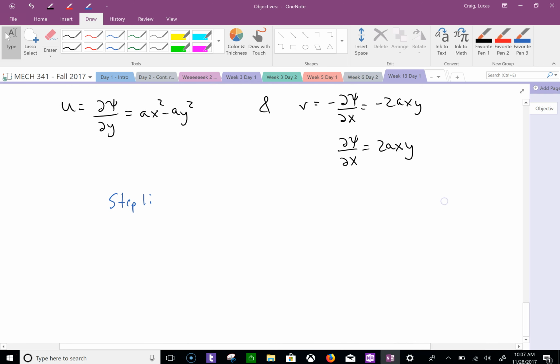This is a slick way to find streamlines if you know your profiles. It's actually easier than the other method. Remember the other method, where dx over u equals dy over v? We had to integrate.